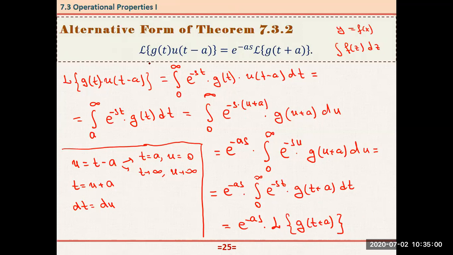That means that the Laplace transform of g of t times u of t minus a equals e to the power minus as, because of this one, now it's coming inside, right? It's plus, so here we have g of t plus a. I don't know about the nature of this function here, that's why I can't say anything. If you know it, now I can evaluate this. Okay?